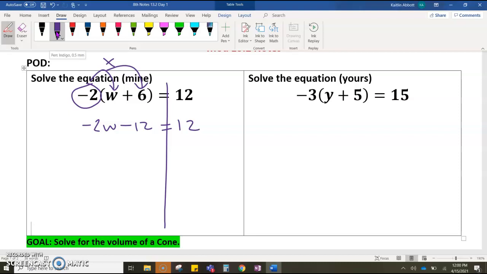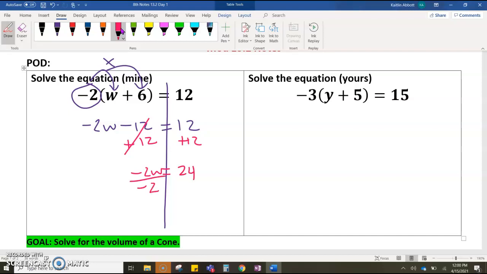Okay, now we're going to get rid of the constant near the variable. So I'm going to get rid of the -12. So I'm going to add 12 to both sides. That makes a 0 pair. Add 12. I now have -2w equals 12 plus 12 is 24.